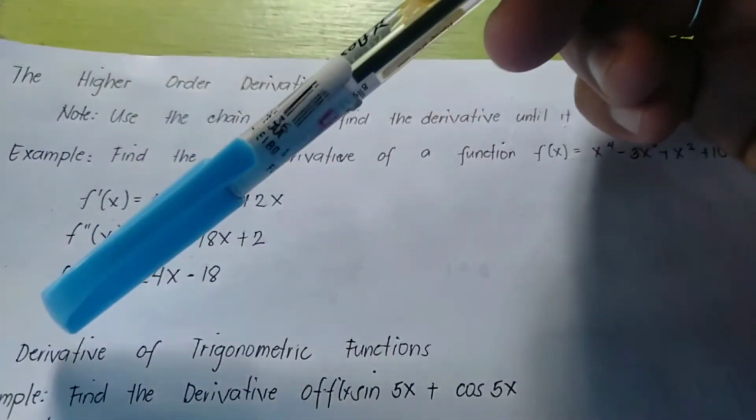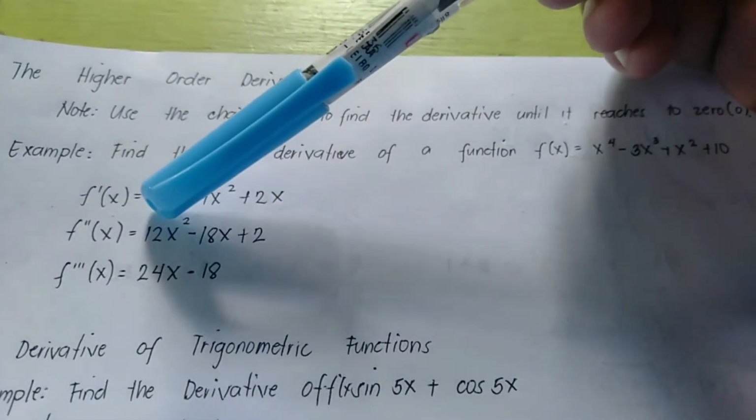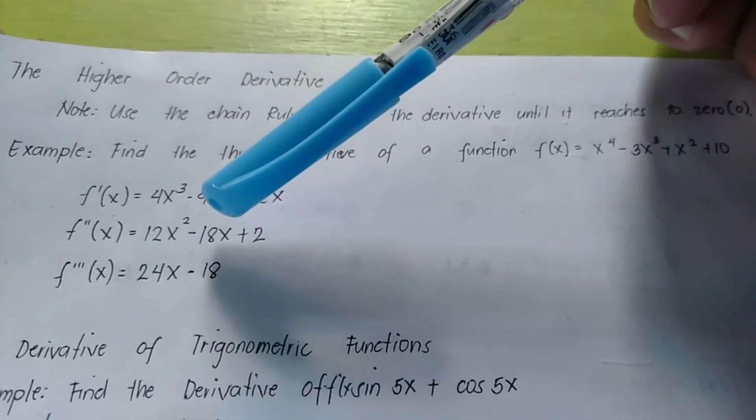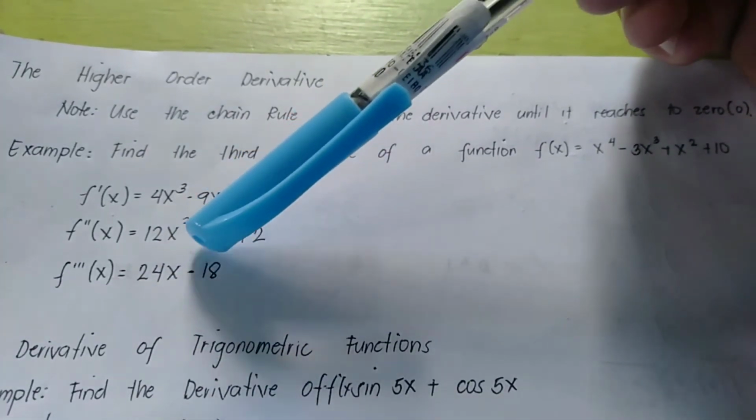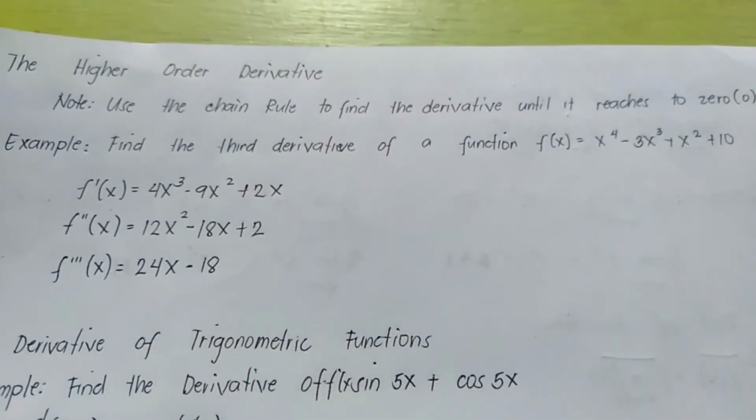Then the third derivative is 2 times 12, which is 24x. Then the derivative of negative 18x is negative 18. Then the derivative of 2 is 0.